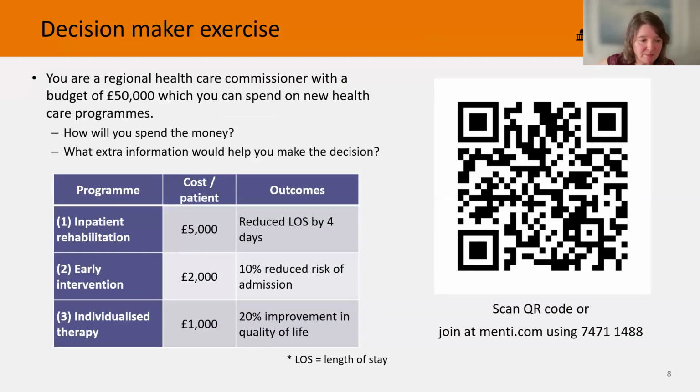So we're on to the Mentimeter scan now. Do scan this QR code and imagine that you are a regional healthcare commissioner with a budget of £50,000, which you can spend on new healthcare programmes. How will you spend the money and what extra information would help you make the decision? So do zap this QR code here.